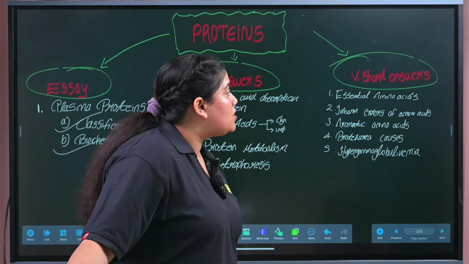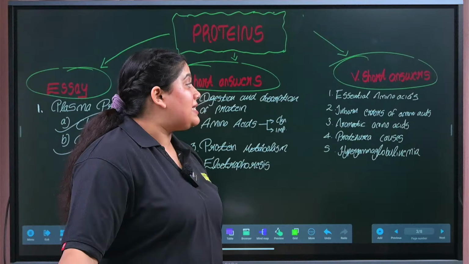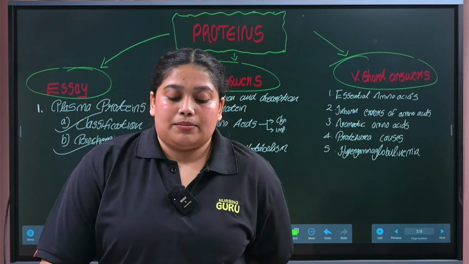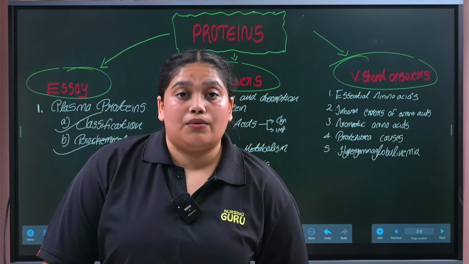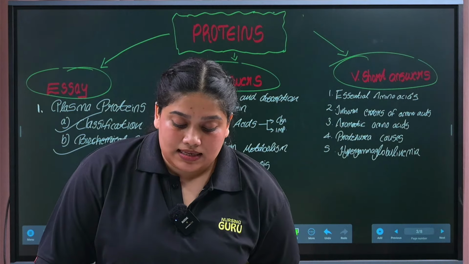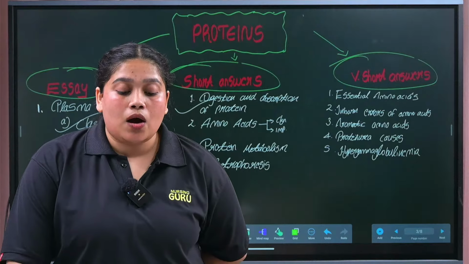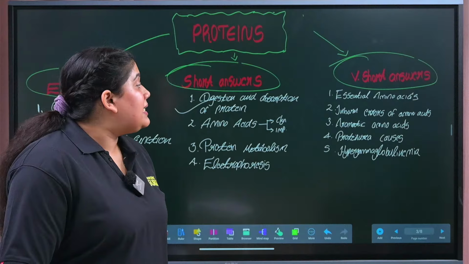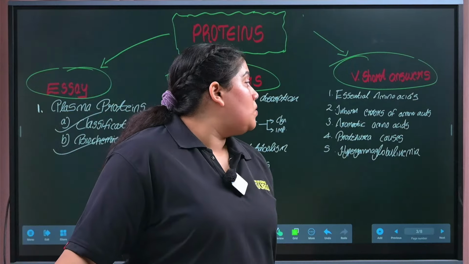Next is a very short answer question. First one, essential amino acid. So for essential amino acid, we have to mention what all are the essential amino acids and the uses and how it supports the human metabolism. Clear? Okay. Second is the inborn errors of amino acid.